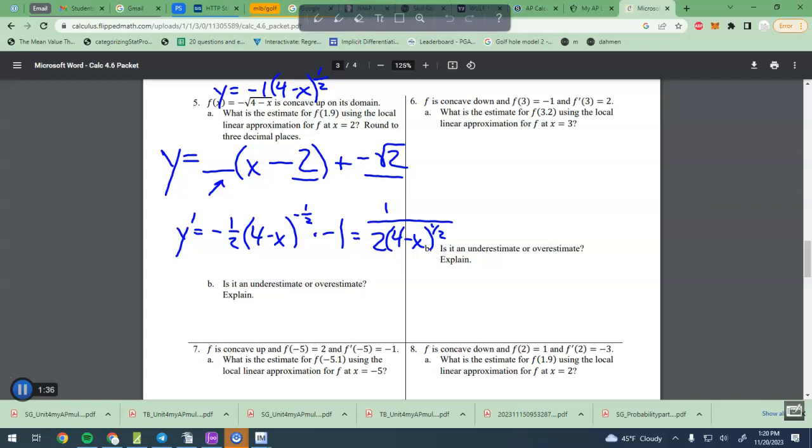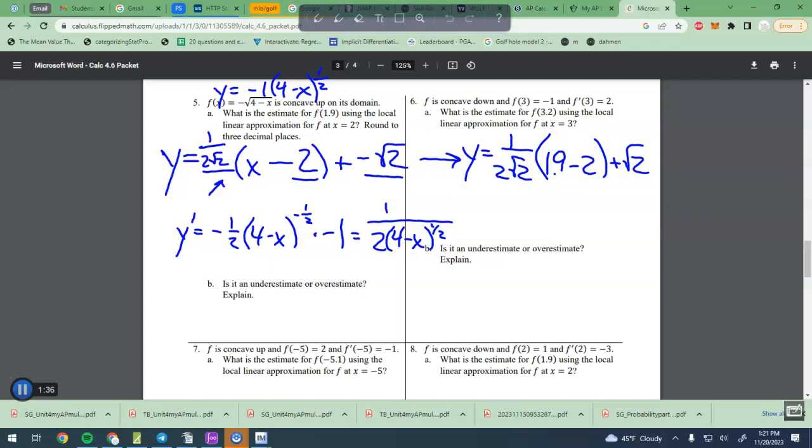No, I thought I heard someone talk. So that'd be 4 minus 2 is 2. Square root of 2. 1 over 2 times the square root of 2. That's just annoying. And then I gotta plug 1.9 in there. So 1.9 minus 2 plus square root of 2.